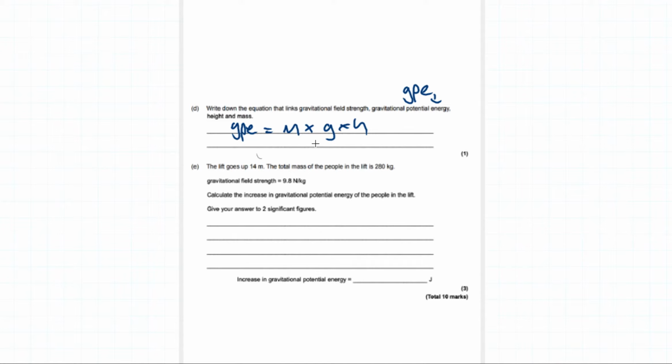Here we have a question. So the lift goes up 14 meters. The total mass of the people in the lift is 280, and gravitational field strength is 9.8. Calculate the increase in gravitational potential energy of the people in the lift, giving your answer to 2 significant figures. So GPE is mass times gravity times height. So GPE here is equal to, the mass is 280, G is 9.8, and H is 14.